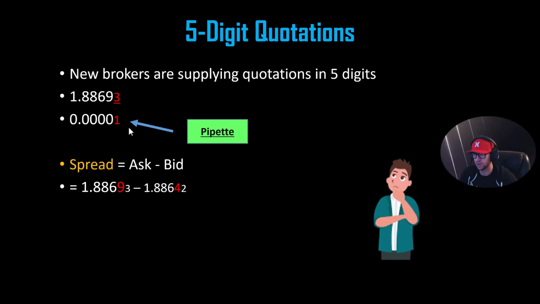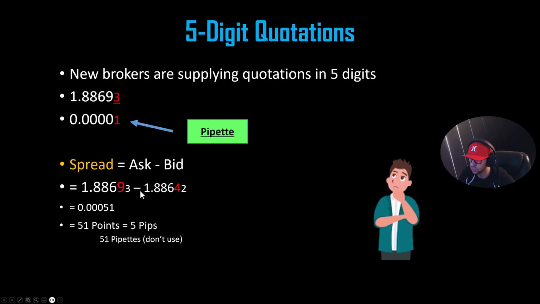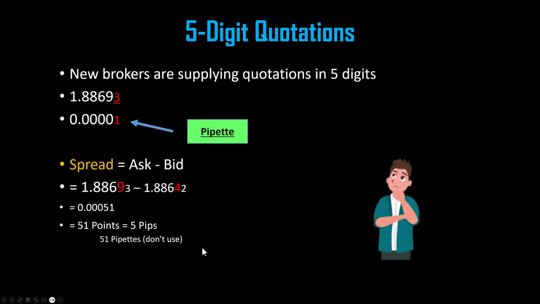It doesn't matter what you trade: stocks, options, forex, futures, crypto. You're always going to have some sort of spread. So in this case, this example would be 1.88693 minus 1.88642. That's 0.00051. That's 51 points, also known as 5 pips. So 51 pipettes.